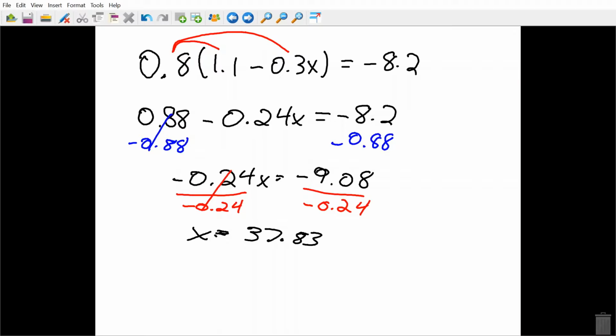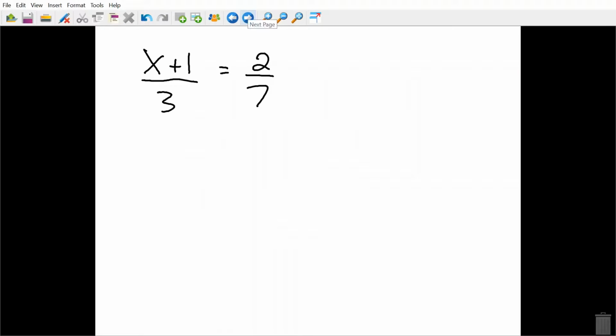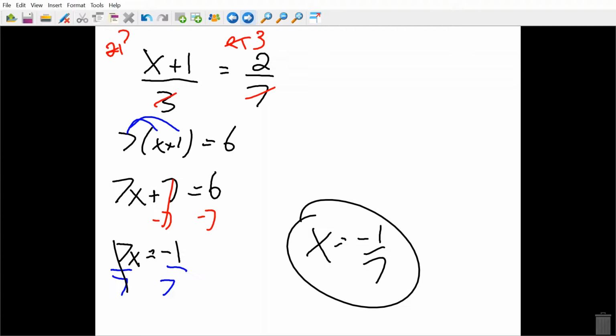Next question. (x plus 1) over 3 equals 2 over 7. Please pause and try now. The answer is x equals negative 1 over 7.